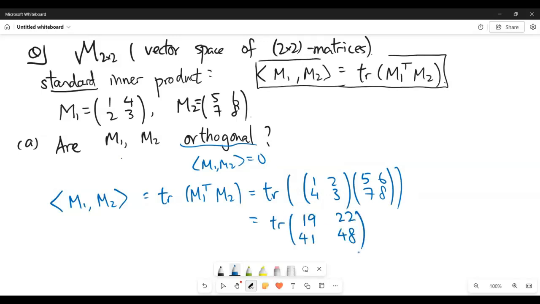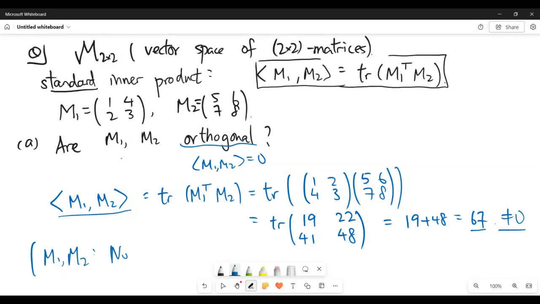You should be able to get this matrix product, and the trace of this matrix is just the sum of the diagonals. So it's going to be 67, which is non-zero, right? It means that the inner product of M1 with M2 is 67, which is non-zero. So M1 and M2 are not orthogonal. And that's the way to solve part A. And then let's look at part B.